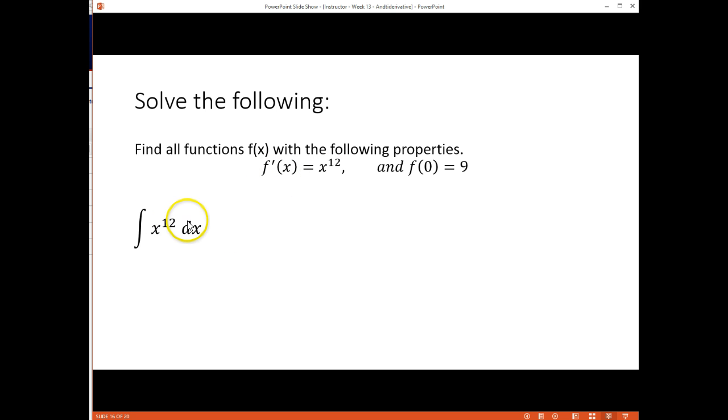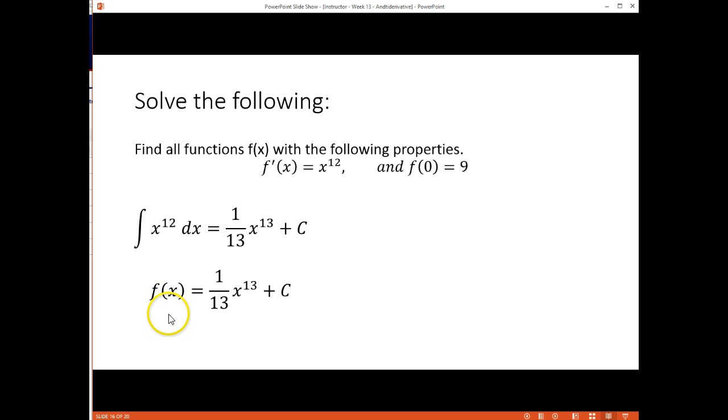So the integral of x to the 12th dx is 1 over 13 x to the 13th plus c. Now notice what I said. I said if I give you a point in the antiderivative, which is what we have, the point is 0, 9, we're actually going to plug in. So I know that the antiderivative is 1 over 13 x to the 13th plus c. So f of x is equal to this. Plug in the point 0, 9.